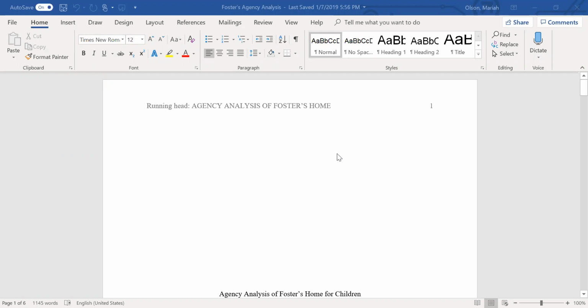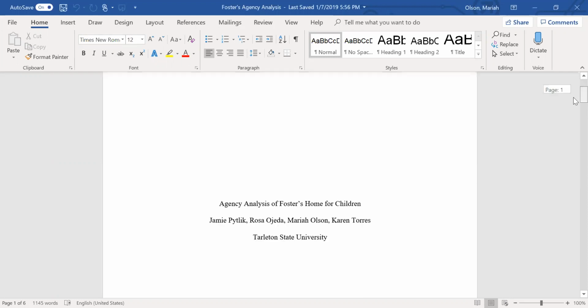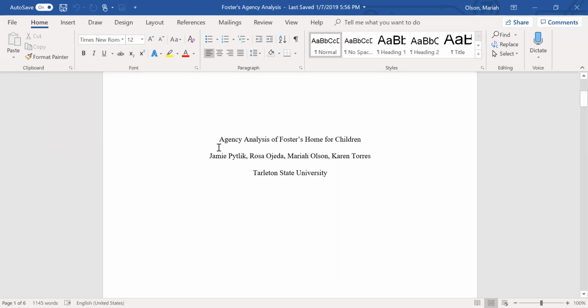So on the share screen, I have my group's agency analysis from last semester, and we'll just be starting with the first page. With the running head, you need to make sure you say "Running head:" and then "Agency Analysis of," and whatever your group's name is. Make sure that's all in capital letters, and include the page number at the top. Then for the title, it would again be "Agency Analysis of," and whatever your group is. We are the Foster's Home for Children group.